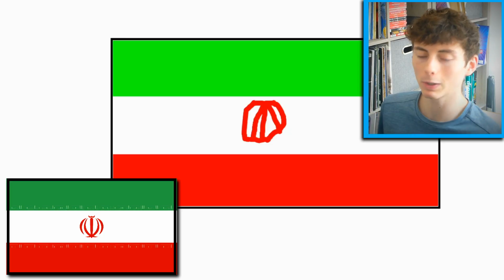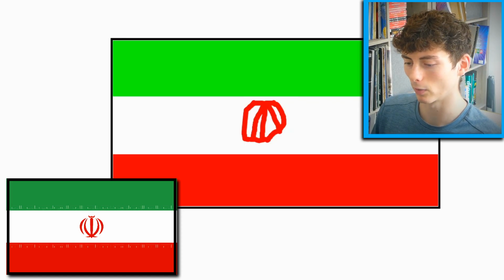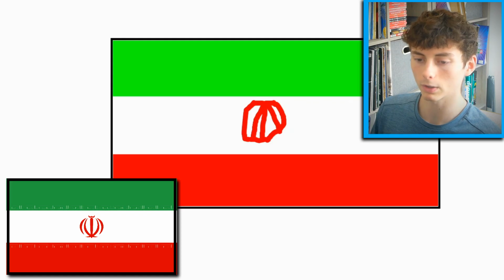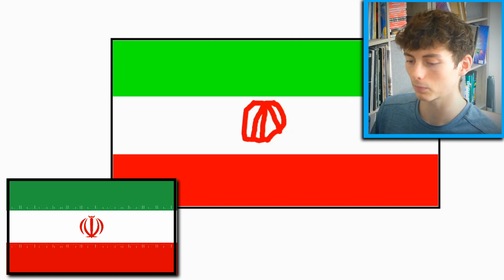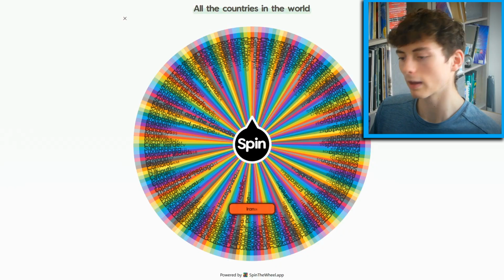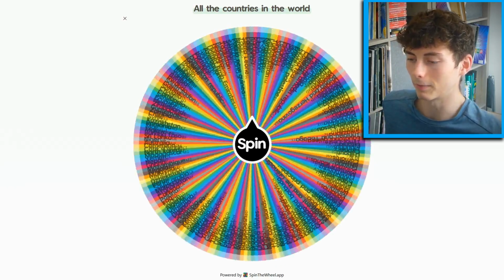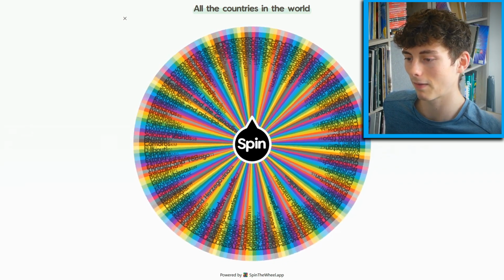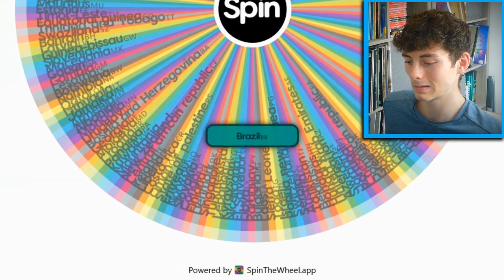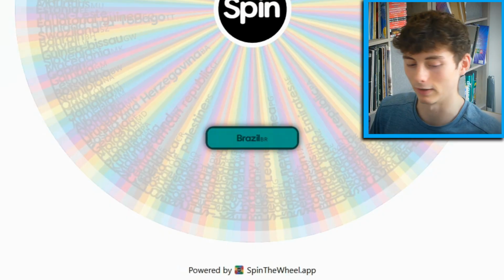Okay, so we got the colour scheme right, and the logo is fairly accurate, I'd say. We did forget the white accents leaking into the green and red on both sides. So, you know, that was hard to remember though. So I think this is a good result. Okay, let's do one final spin, see what we get. Hopefully not something like Zimbabwe. We've got Brazil. Okay, nice one to finish on.